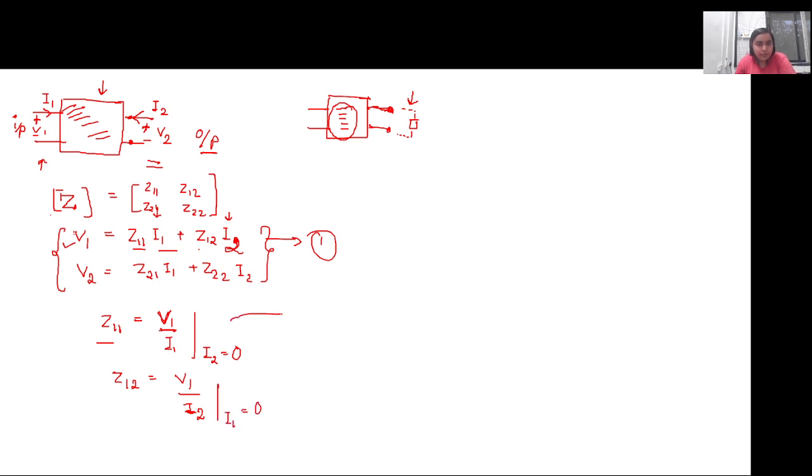So for this particular case, how will we draw the two-port network? In this case, V1 will be there, the voltage across the input, and I1 current will be flowing into the circuit, but the current I2 here will be equal to 0. Whatever the voltage drop is across the end of this network will be equal to V2, but I2 will be equal to 0.